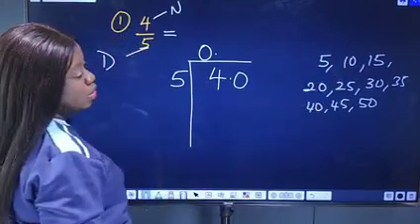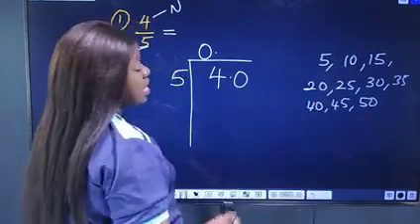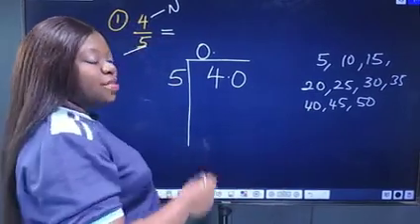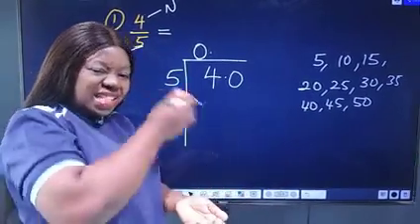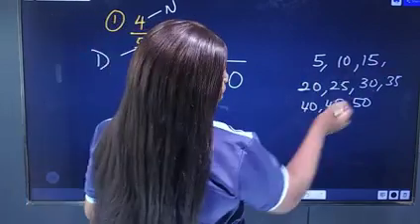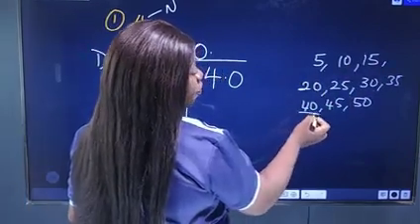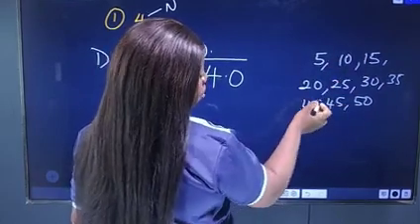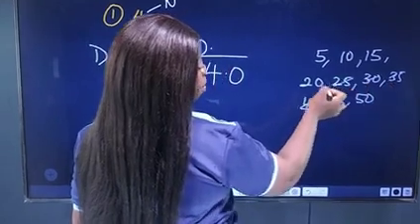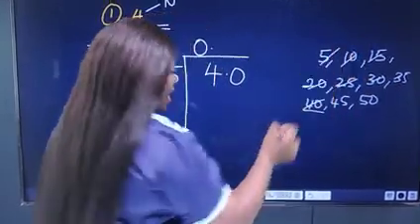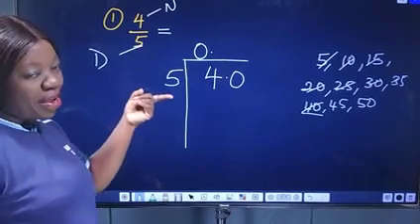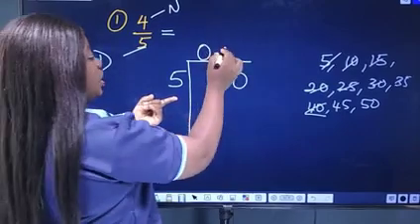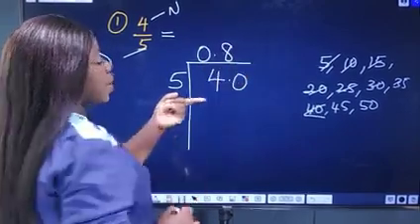40 divided by 5. Now let's look at our right hand side. It's going to be very easy. Look for a number that is exactly 40. If you can't find 40, you get the number that is less than it. Now we have found 40. From 40, we count the number of times we skip counted before getting to 40. 1, 2, 3, 4, 5, 6, 7, 8. Which means 40 divided by 5 is 8. So our quotient is 8. Always write your quotient at the top.